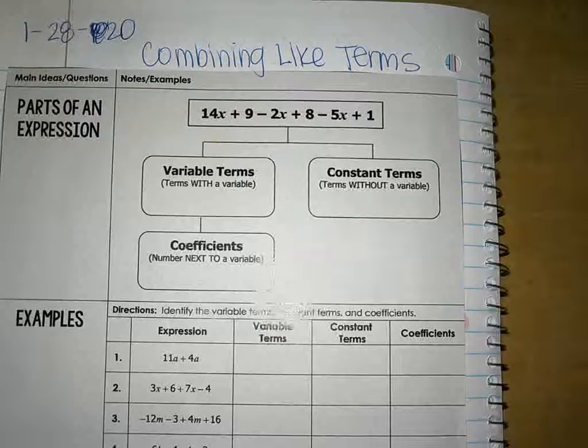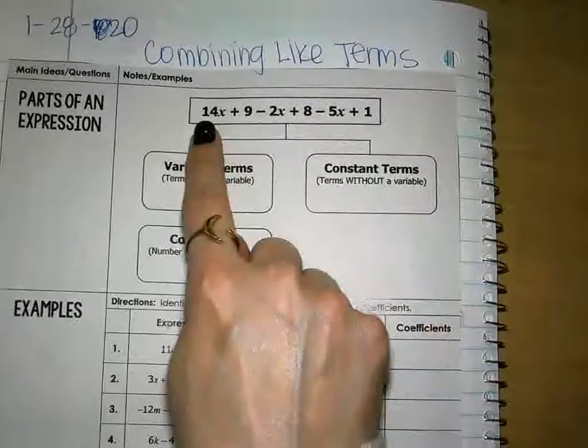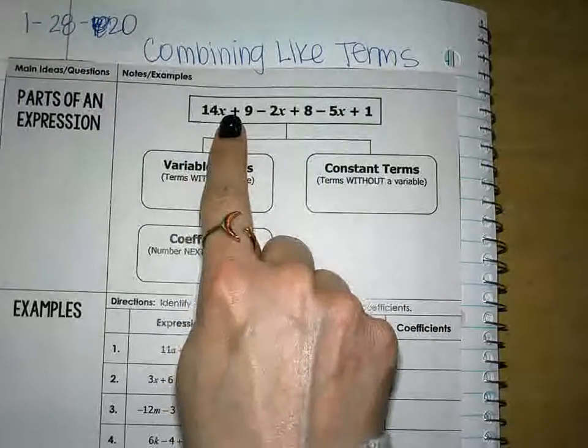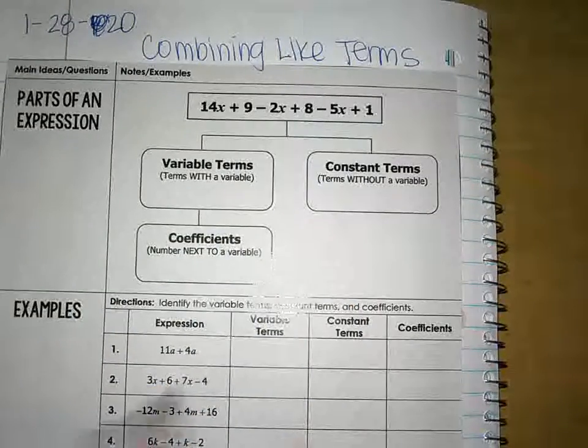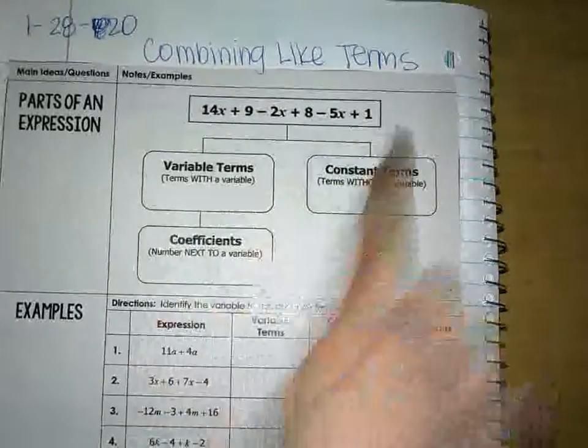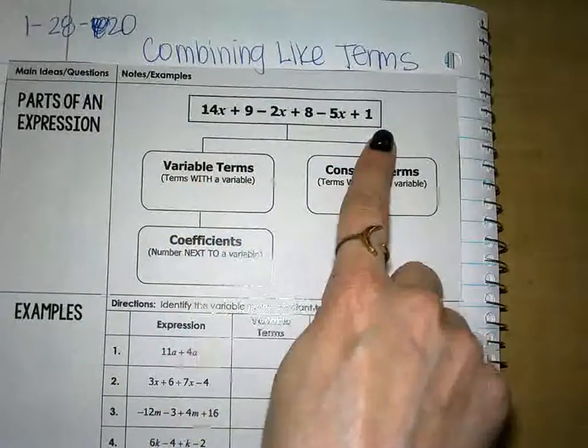So in order to combine like terms, we have to know what a term is. What can we combine together? What are like terms? This is why I said get in the habit of always writing your number in front of your variable, because that's just the way it's always going to be written for you. Okay? So we've got different parts of an expression.